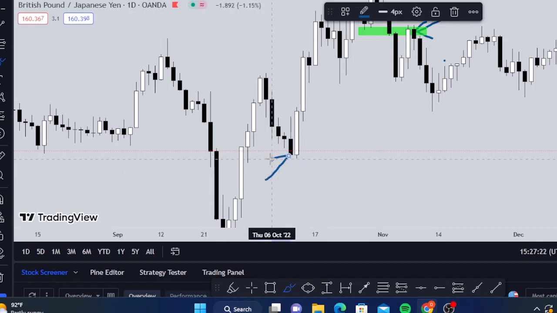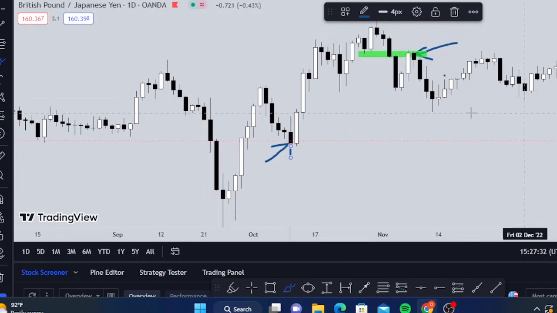This is another example. You can see it has a longer body with a longer wick. The place that the wick extends to, that is the place the market is expected to extend to.